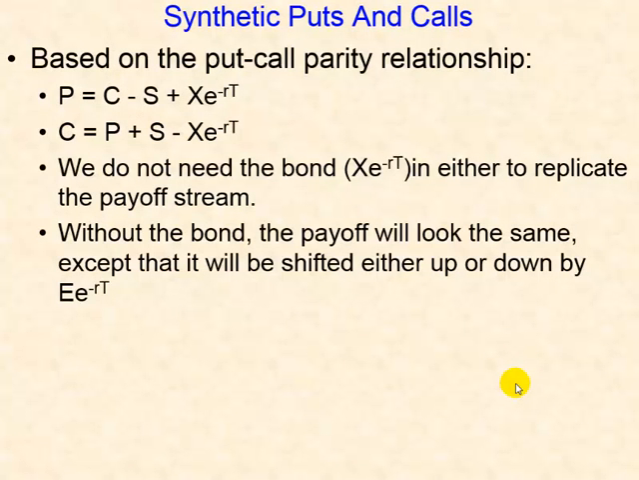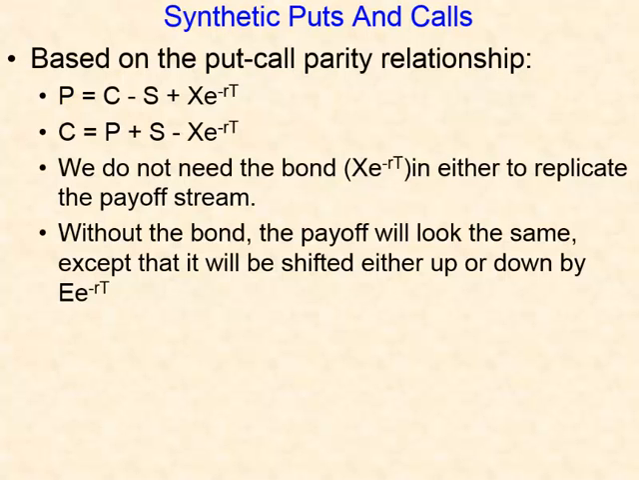Next, we're going to create what are called synthetic puts and synthetic calls. These are based on the put-call parity relationship we examined earlier. We said that the put price was equal to the call price minus the stock price plus the present value of the exercise price. We could solve that equation for the call premium and rewrite it as the call premium is the put premium plus the stock price minus the present value of the exercise price. Now we can ignore this last term here, the X e to the minus rT. We can ignore this and still create instruments that have payoffs like we want.